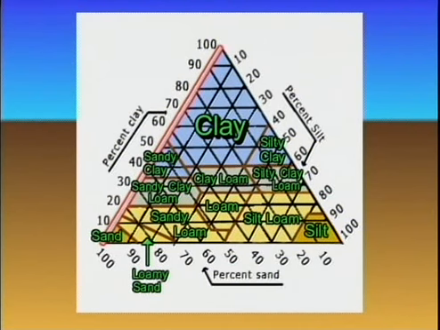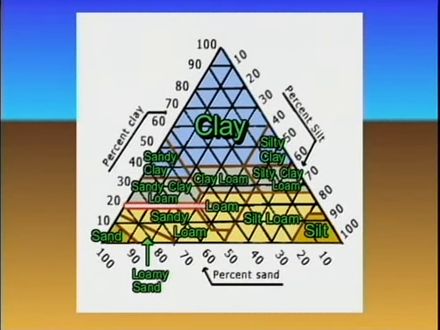So if we use that same number of 20% clay-sized particles, we know that that soil will fall somewhere on this line that runs across here from 20% on this left-hand side over to where that line intersects on the right-hand side over here. We're going to be somewhere along that line if we have a soil with 20% clay-sized particles.